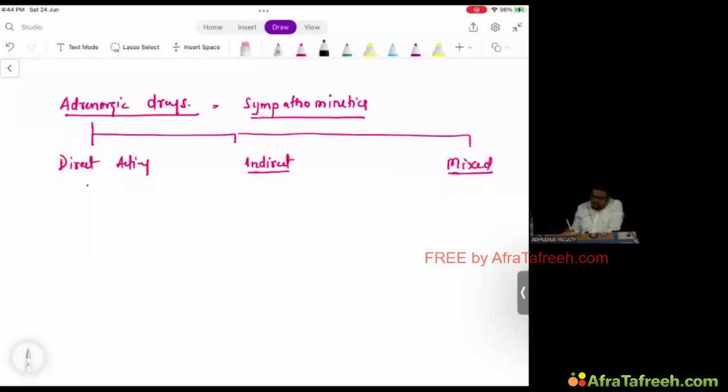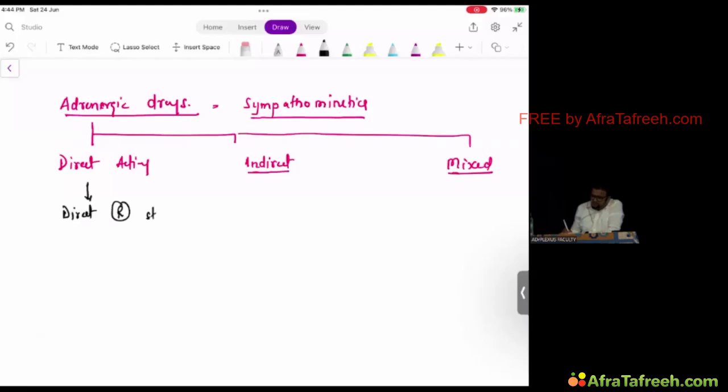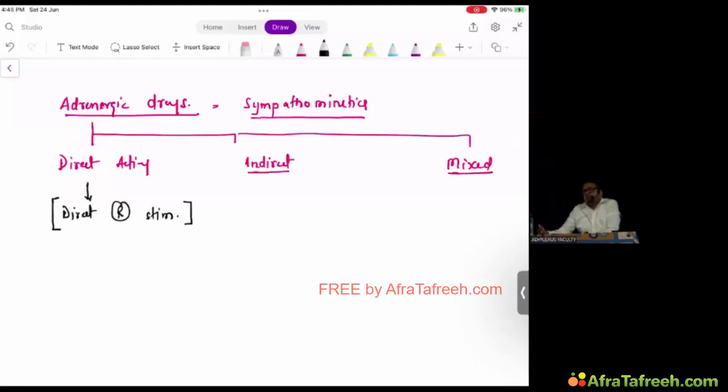Direct acting always means a drug that will cause direct receptor stimulation. So drug will go and directly stimulate the alpha or beta receptor. Direct receptor action is there. Drug itself will go and bind to alpha or beta receptor. You give the drug, it goes and binds to alpha, beta or both and causes their stimulation.